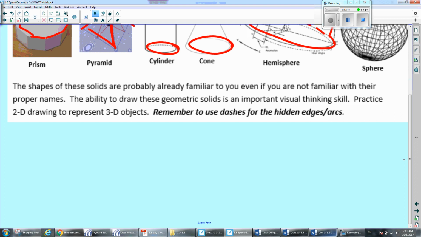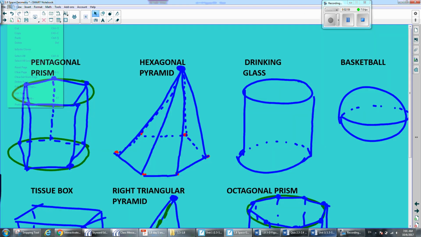So the shapes of these solids are probably already familiar to you, even if you are not familiar with their proper names. The ability to draw these geometric solids is an important visual thinking skill, so practice drawing two-dimensional drawings to represent 3D objects. So remember again to use those dashes for things we can't see.